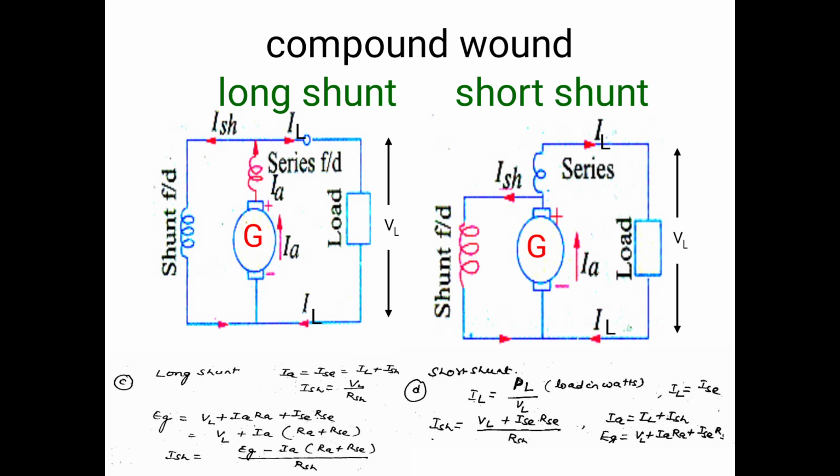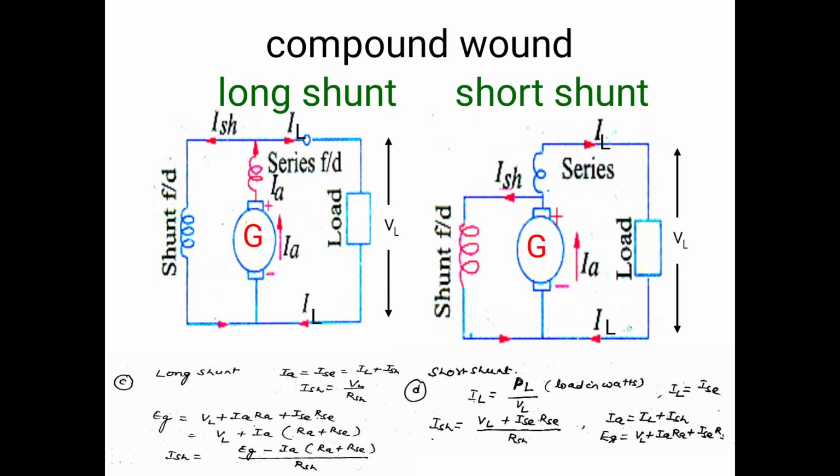Next, the voltage equation: EG equals VL plus ISC into RSC plus IA into RA plus BCD. This generated voltage is supplied to the series field winding. Here the armature winding and this combination are in parallel connection, so the armature winding voltage equals this combination voltage, which equals VL plus ISC into RSC. The armature winding voltage also equals E minus IA into RA minus BCD. So finally we can write EG equals VL plus IA into RA plus ISC into RSC plus BCD.